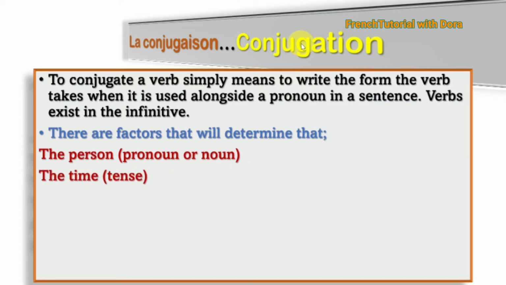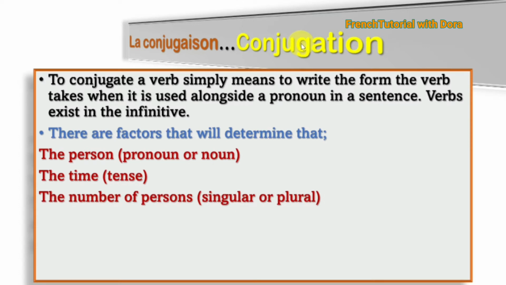Consider the time, which is the tense. Is it present tense? Am I talking about now? Am I talking about past tense or future? For instance, again, the verb to go. If I'm talking about the future, I will say I will go. I can't say I go tomorrow. I will go tomorrow.